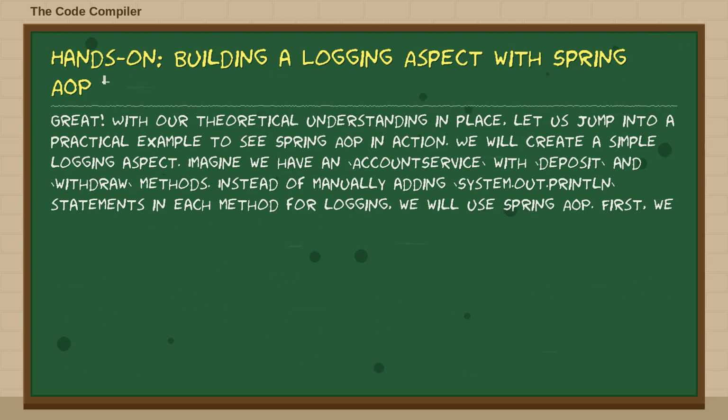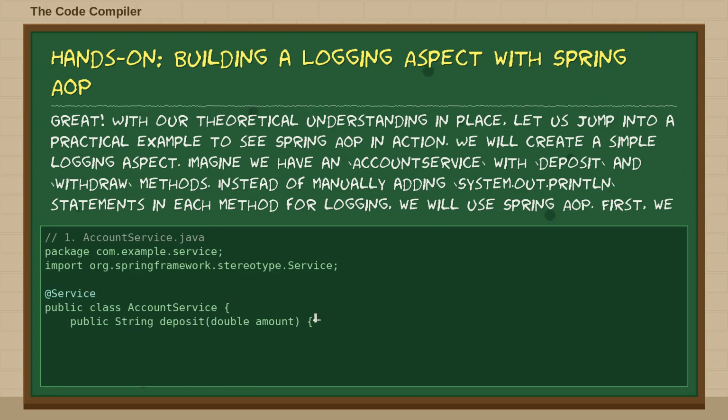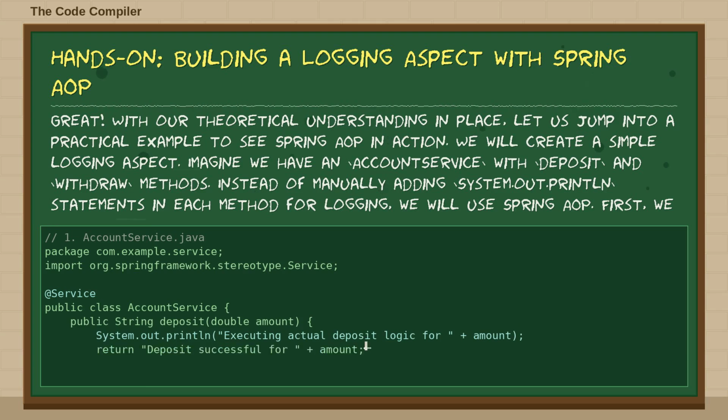When our Spring Boot application runs and calls methods on account service, Spring AOP will automatically intercept these calls and execute our logging advice before the actual service method runs. This demonstrates how cleanly we can separate logging logic from business logic.